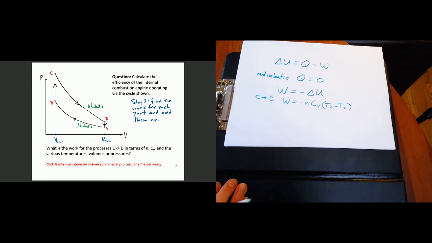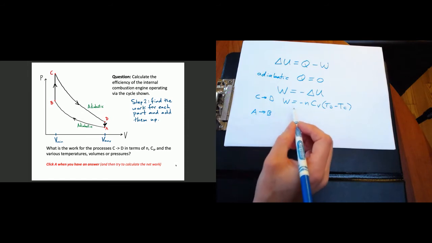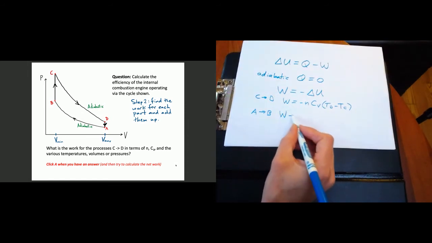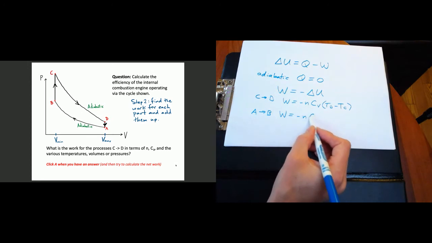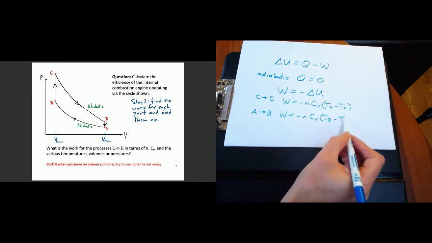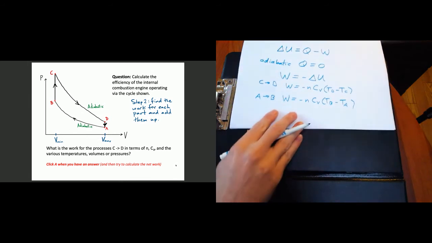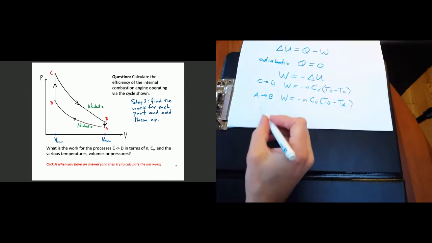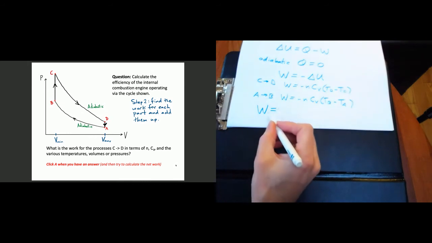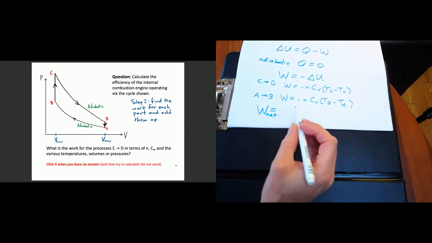And similarly, if we want to calculate the work from A to B, then we could say that work equals minus N CV times TB minus TA. So we've got our work for all of the different processes. We can now add those works up. And what we find is that the total work, the net work, it's the sum of all the works, including the positive ones and the negative ones.